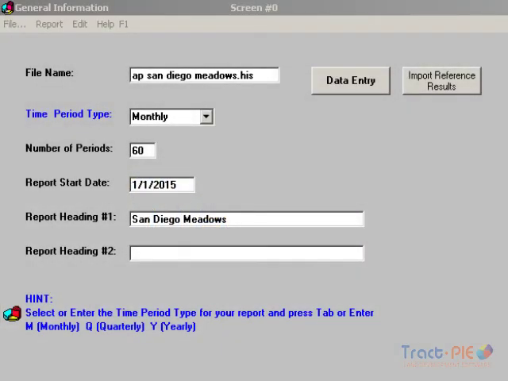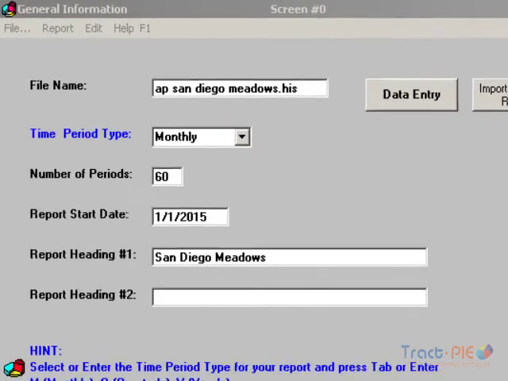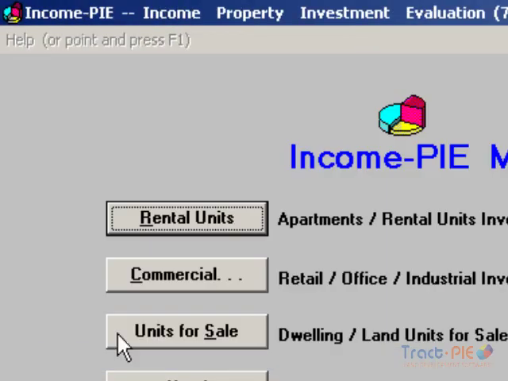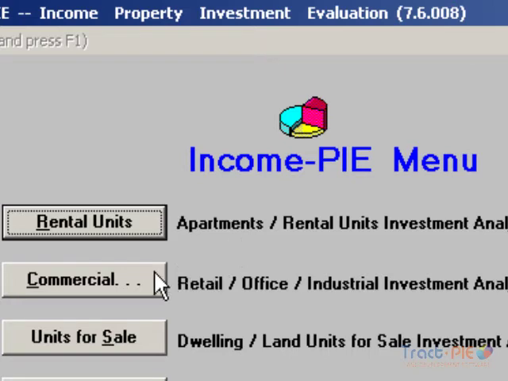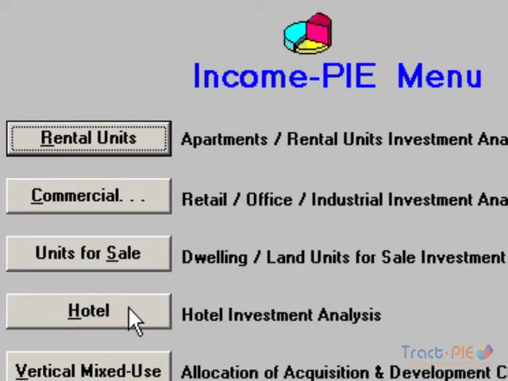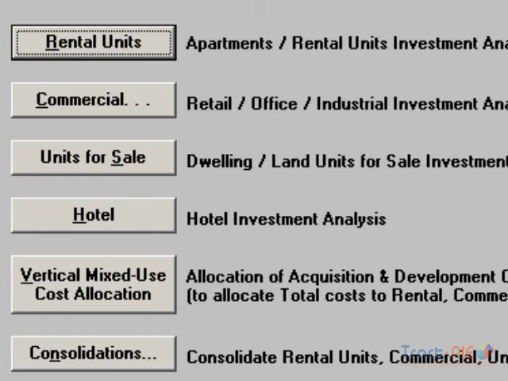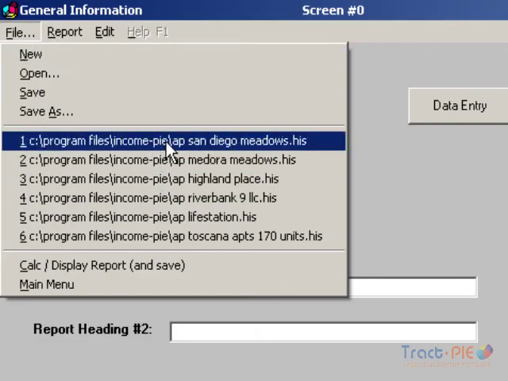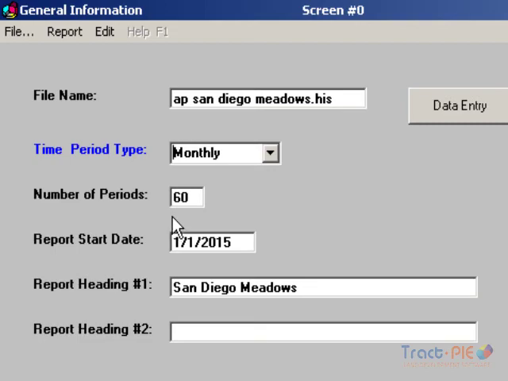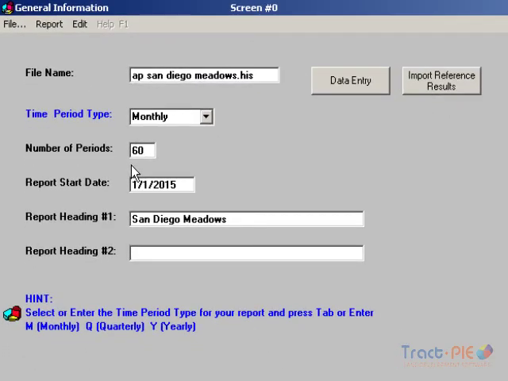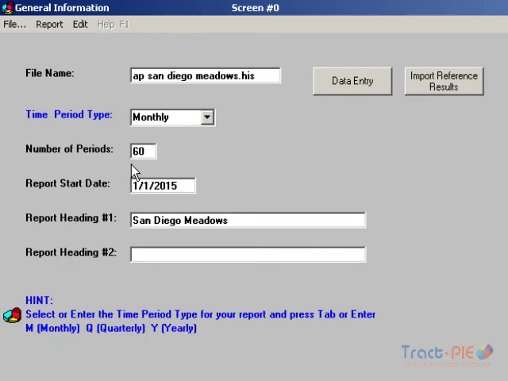The type of project dictates the input screens to use, whether apartments, an office building, units for sale, or even a hotel. In our particular case, we're going to be analyzing an apartment complex where we are actually building these particular structures and then leasing up and then selling them. The cash flows from these different projects can even be consolidated to represent a project that might have spaces for rent and spaces for sale.